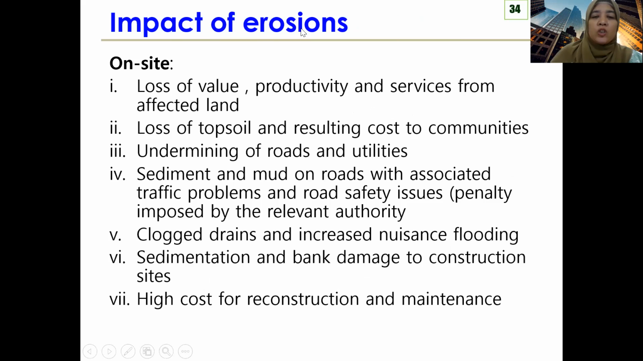Impacts, apa impact erosion just now? Hakisan, on-site loss of value, loss of productivity, services from affected land, loss of topsoil, and resulting cost to communities. Topsoil is the bahagian tanah yang subur. If the topsoil is lost, then tanah tu tak menjadi subur dah, dia menjadi arid, dia menjadi gersang, kan? So what happens to the local community? Dia tak boleh lagi cucuk tanam, for instance. And what happens next? Kalau dah tak boleh cucuk tanah, dia terpaksa pindah ke tempat lain. And that means displacement. So it will affect the local people.